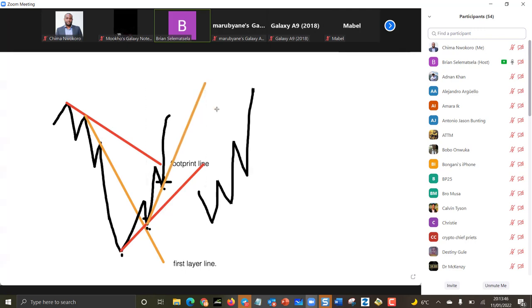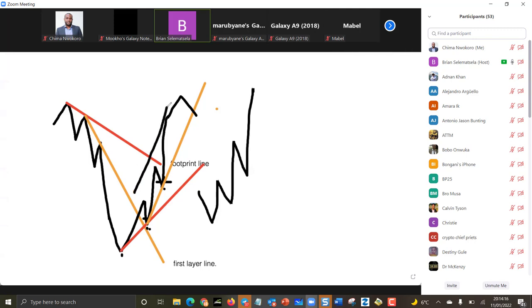After you draw the first layer line, you simply wait for what? For the market to break. And immediately after it breaks, because like what I've told you, as we wait for the market to normally break the first layer, it is signaling that the market is about to go in the opposite direction.